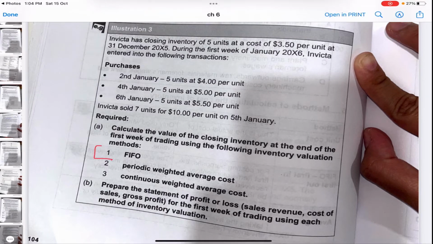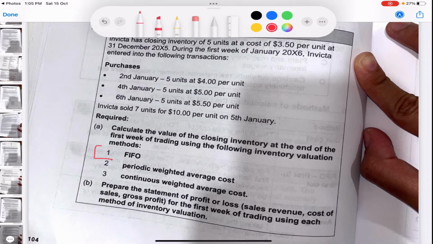Let's read the question. Invicta has a closing inventory of 5 units at a cost of $3.5 per unit at 31st December 2005. During the first week of January 2006, Invicta entered into the following transactions. Purchases. So these are the purchases she has. Invicta sold 7 units for 10 per unit on 5th January. Calculate the closing inventory at the end of the first week.